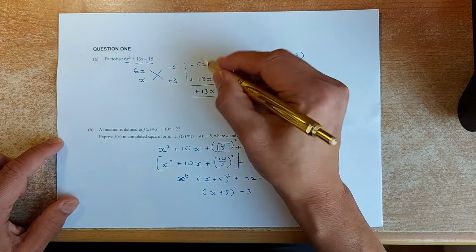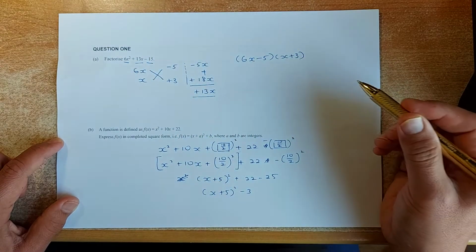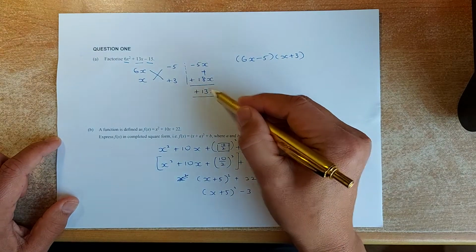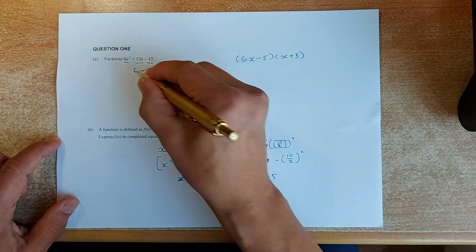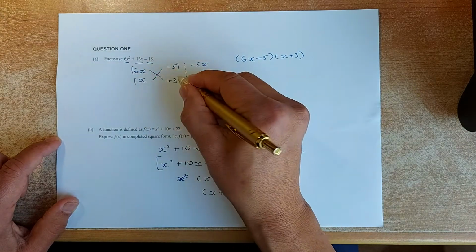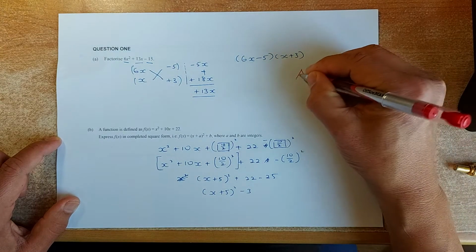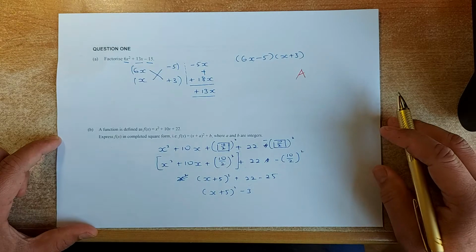I'm going to add the two numbers together. If this number comes to the middle number, then I've got the answer. So it does. 18x minus 5x gives you 13x, so that's what we want in the middle. So the answer is 6x minus 5, put a bracket, and then x plus 3. And that will give you an Achieved in NCEA Level 2. Okay, good. Now we do the second question.